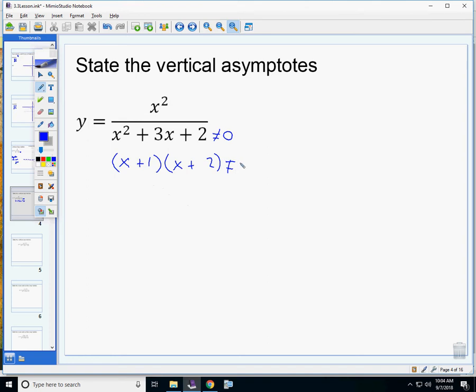Now for these to be equal to 0, x plus 1 equals 0, so x would be negative 1. If x plus 2 is 0, then x would be negative 2. So these are both vertical asymptotes. When they become holes is when one of these factors cancels on the top with the exact same factor. So if there happened to be an x plus 2 on the top, x plus 2 would cancel with x plus 2. So this would be the x coordinate of a hole in that case.